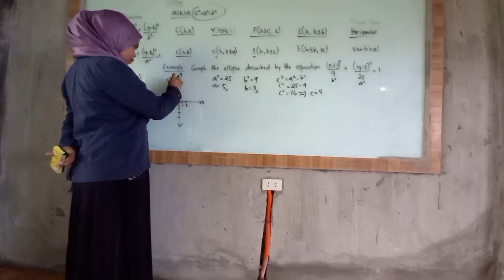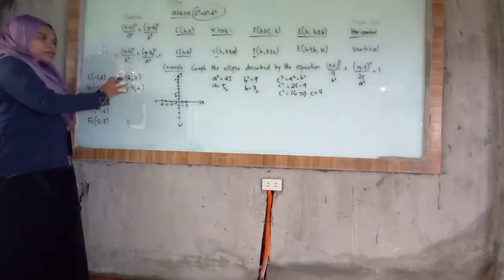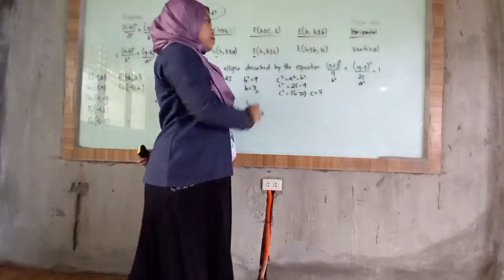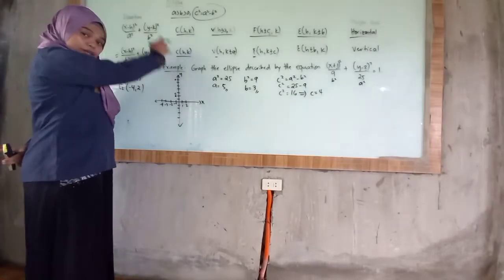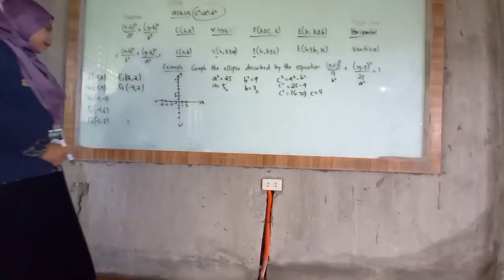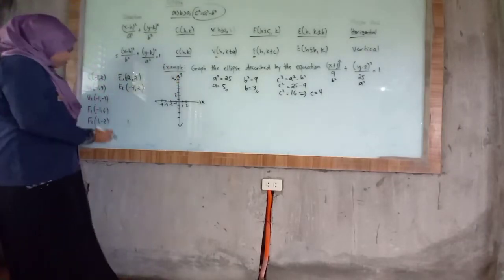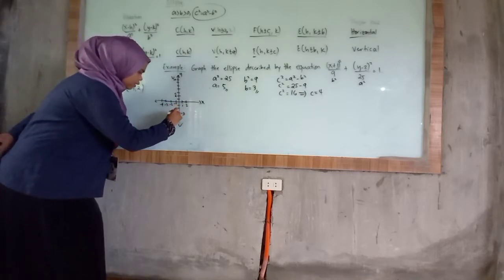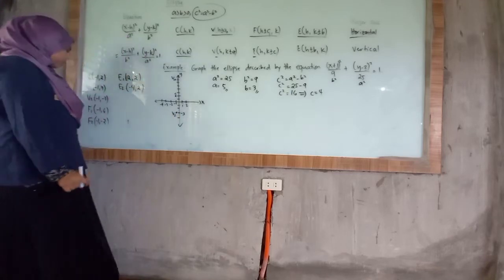Again, this is an example of an ellipse with a vertical major axis. We are expected to draw an ellipse in a vertical orientation. This is B1. For B2, we have (-1, -3), so it is here. This is my B2.